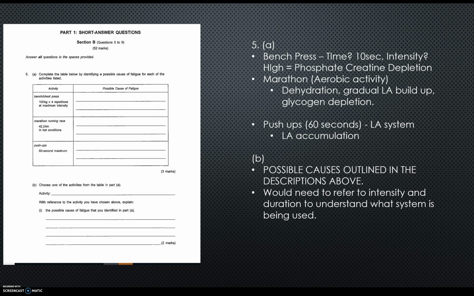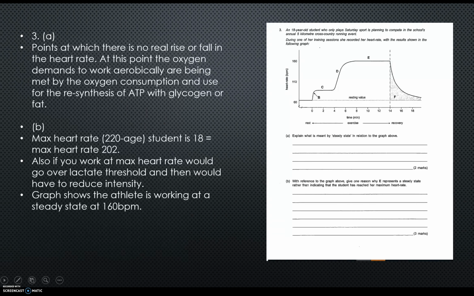The second one, marathon's easy, but just looking at causes of fatigue when we're working aerobically, things like dehydration, glycogen depletion, maybe gradual lactic acid buildup could be those things. With the push-ups, you're looking at the 60 seconds of high intensity, so the lactic acid accumulation would be the cause of fatigue. Choose one of the activities. I've outlined it in the previous answer, so you just need to go into a bit more detail there. Use the examples of how you figured out which energy system is being used.